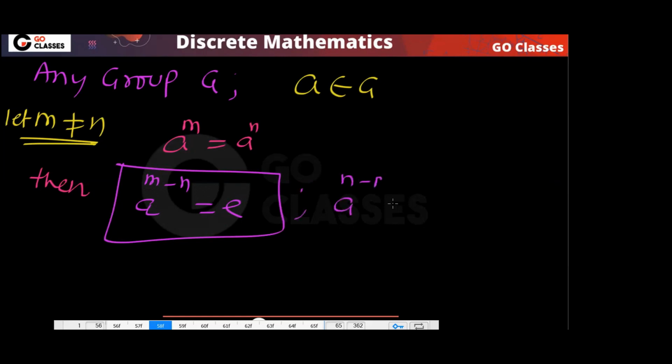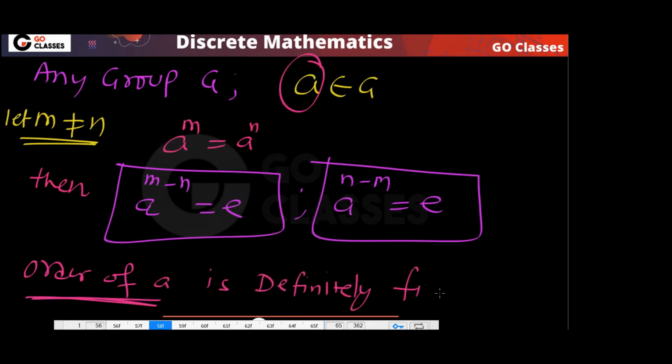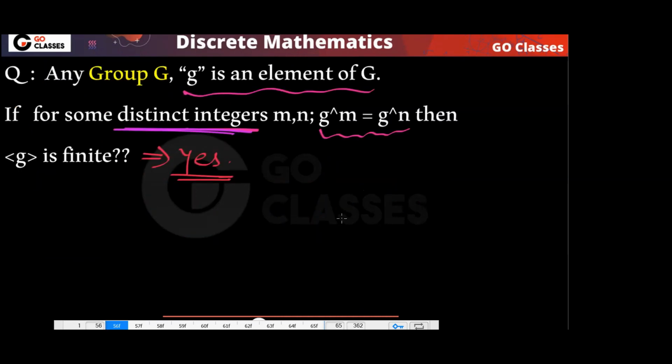I can say this also will be the identity element. So I can definitely say that the order of this element will be finite. So I can say the order of a is definitely finite. Yes or no? Is this clear to everyone? Because you are getting the identity element, the order of a is definitely finite. Is this point clear? Let me know if there is any doubt.